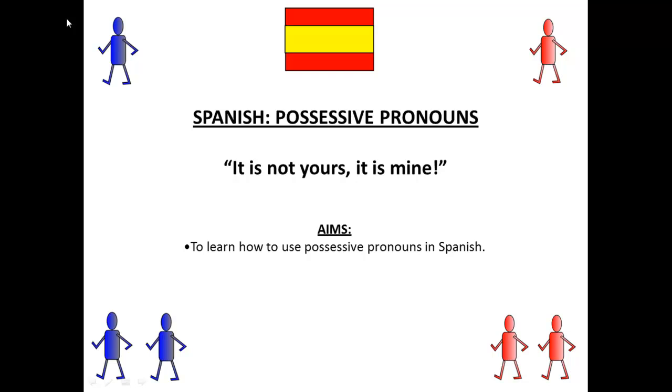Spanish, possessive pronouns. It is not yours, it is mine. Our aims are to learn how to use possessive pronouns in Spanish. There will be an assumption that you have seen the lesson already on possessive adjectives, or you at least have a decent grasp of them, and also how the gender and number of nouns works as well. If you haven't seen those lessons already, you can find them on this YouTube channel.